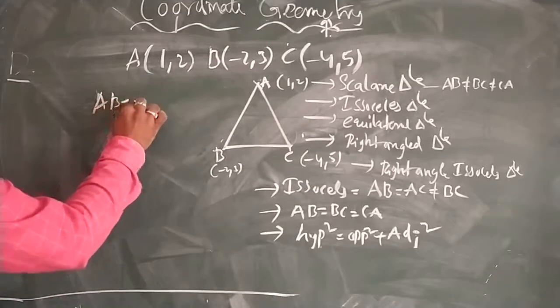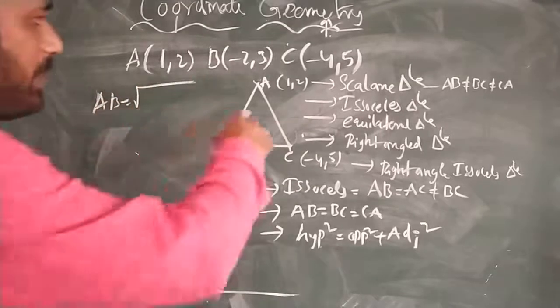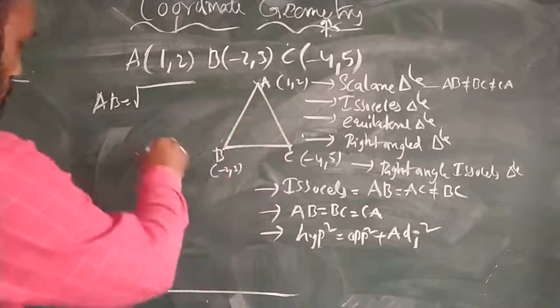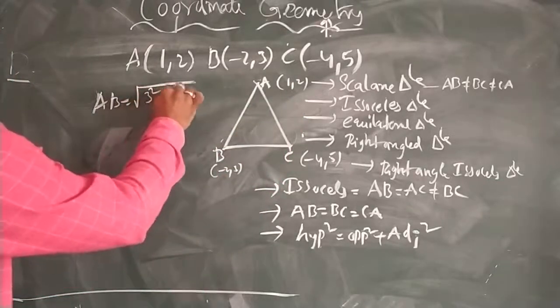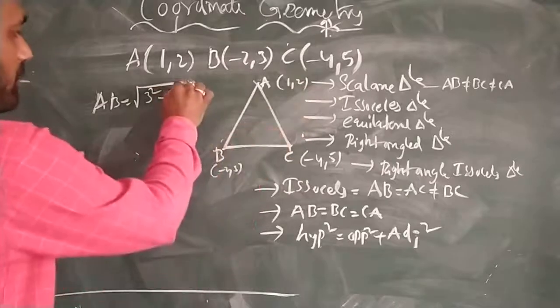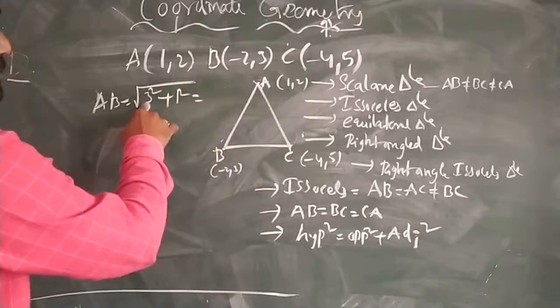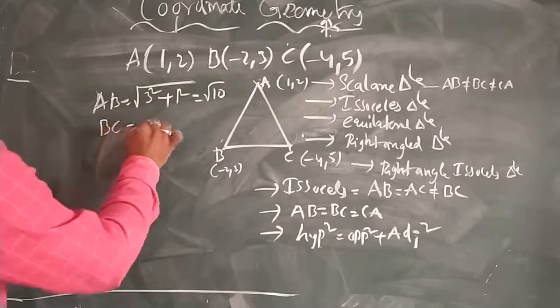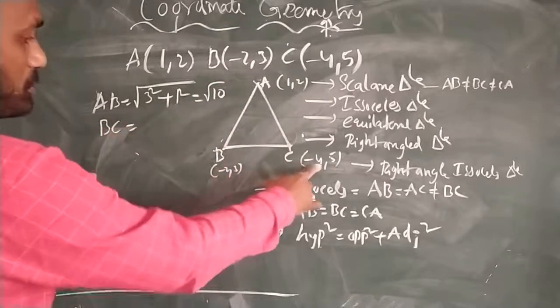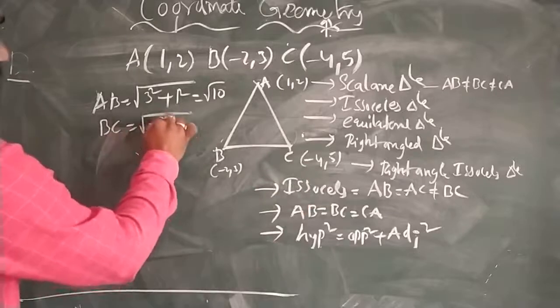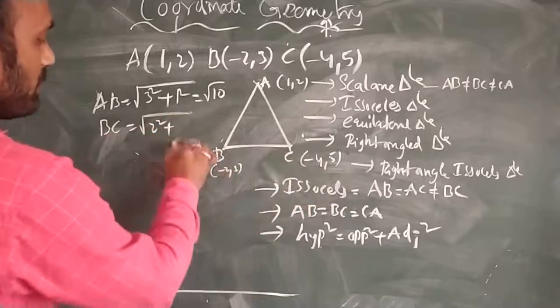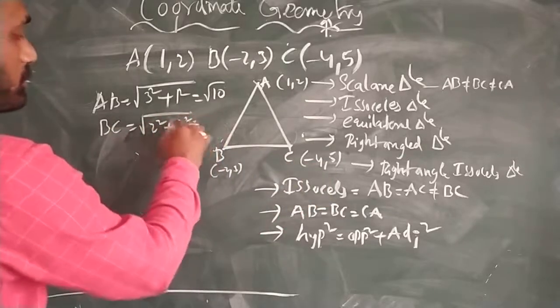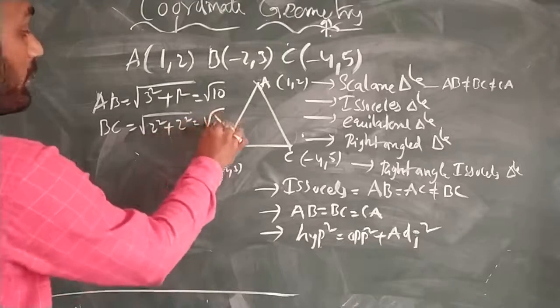AB is equal to root of (x1 minus x2) square, that is 1 plus 2, which is 3 square, plus (2 minus 3), which is 1 square. So 3 square is 9, 9 plus 1 is root 10. Next let me find BC. BC is minus 2 plus 4, that is 2 square, plus 3 minus 5, 2 square. So 2 square plus 2 square, 4 plus 4, root 8.